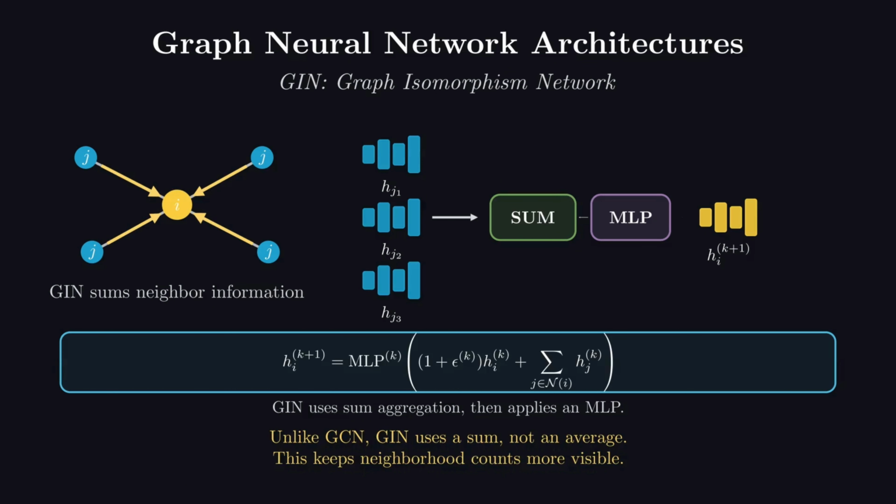The second part is the sum over all neighbors j of node I. This adds the embeddings of the neighboring nodes. So the intuition is GIN keeps the node's own information, sums all neighbor information, and then lets an MLP transform the result. Compared to GCN, GIN is usually more expressive for structural differences because it does not collapse neighborhoods only through averaging.